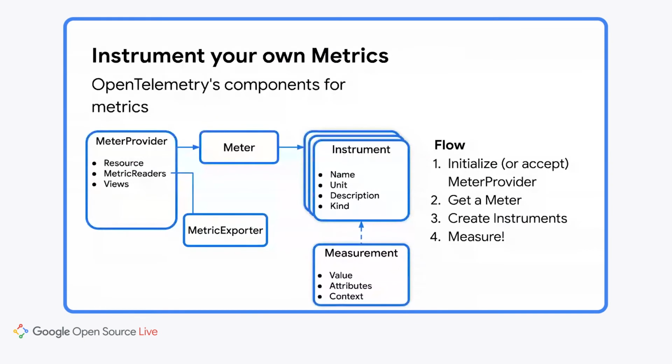After you've created a meter provider, the next step is to create a meter. Meters are analogous to tracers in the tracing API. They're meant to be namespaces for the metrics that you're creating in this library. The next step is to create instruments. The idea of instruments is to be similar to real life instruments, right? So you could think of a thermometer. That's something you use to measure temperature. You would use a counter to measure a count, or a histogram to measure values that are changing.